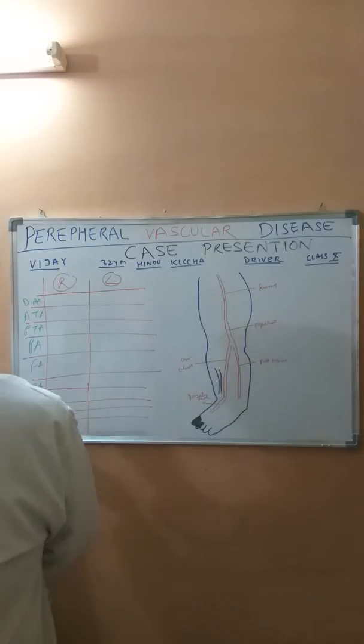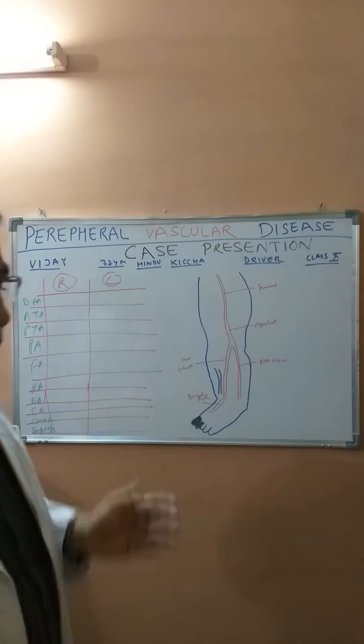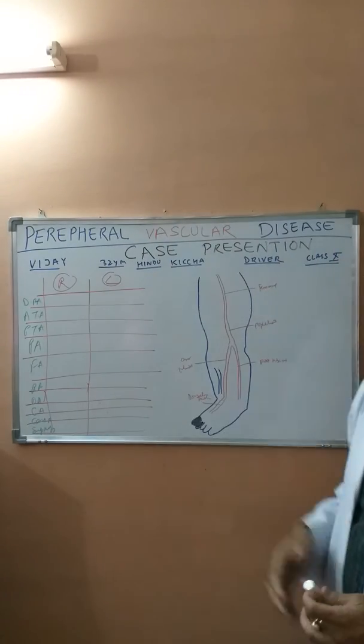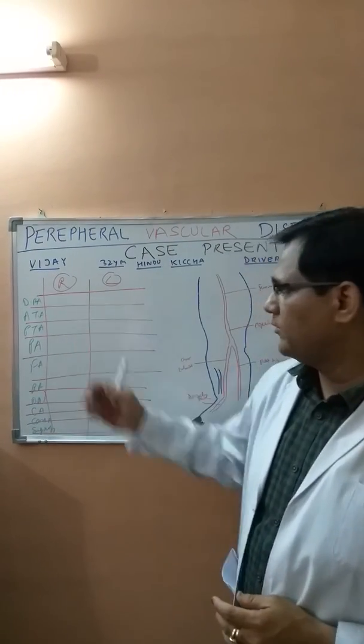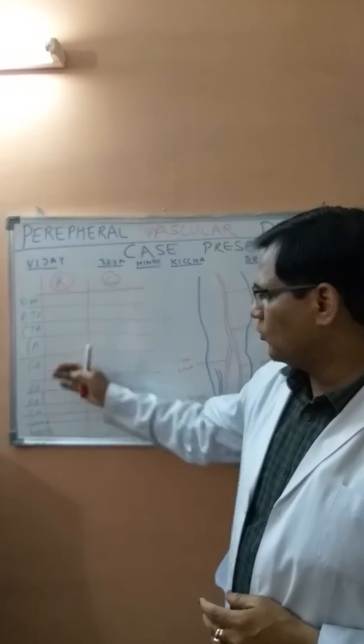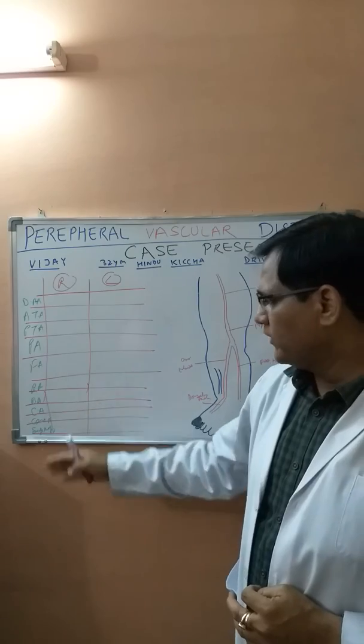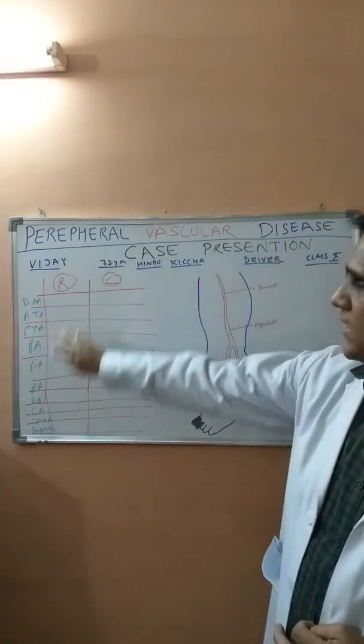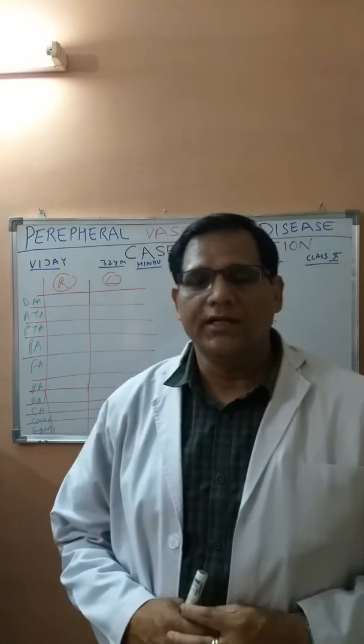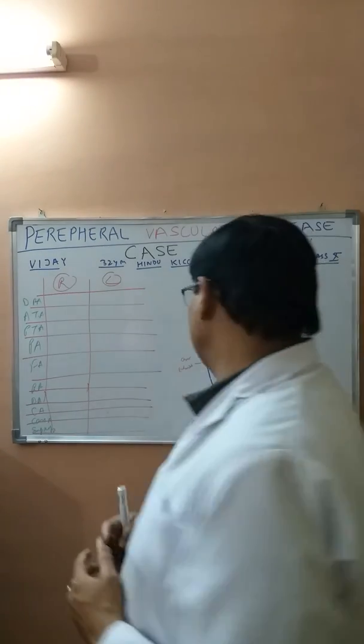Fine. Let me repeat the names of the arteries. What you have to look for is dorsalis pedis artery, anterior tibial artery, posterior tibial artery, popliteal artery, femoral artery, radial artery, brachial artery, subclavian artery, then carotid artery, and superficial temporal artery. In these arteries you have to look for whether the pulsation is coming out nicely or not.